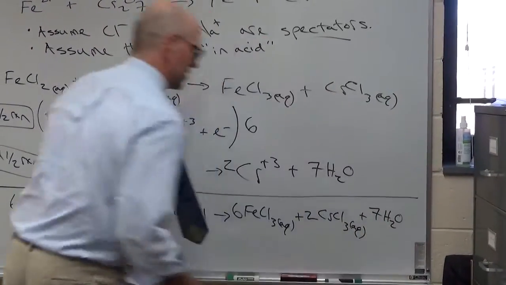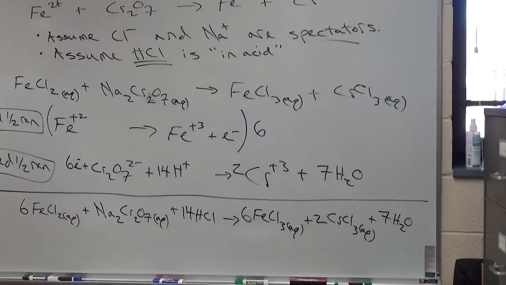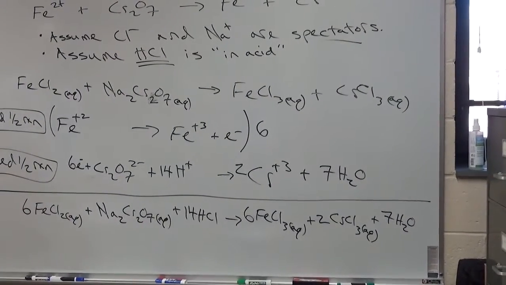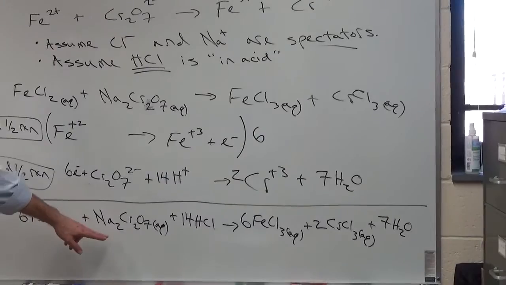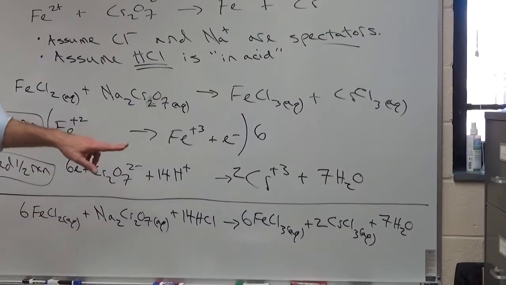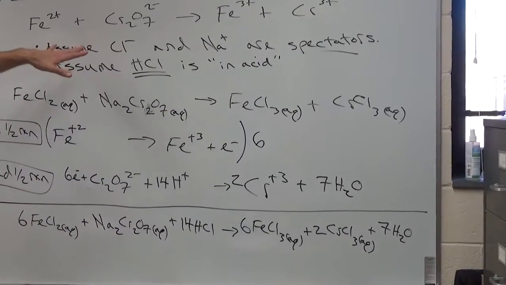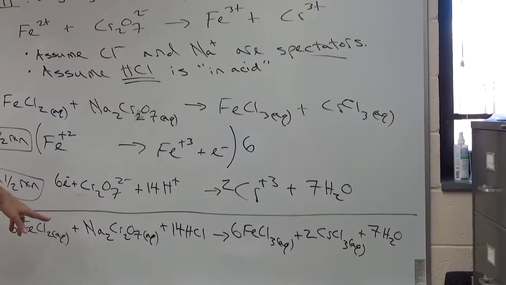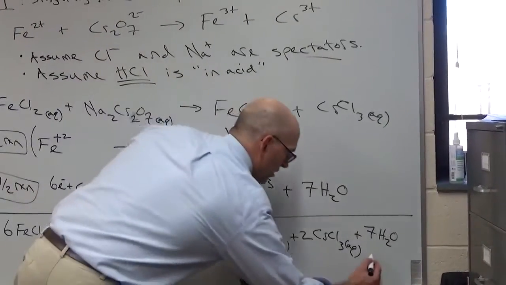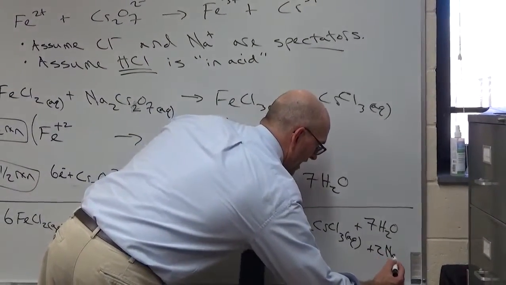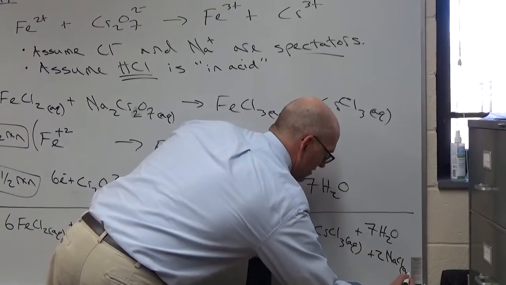7 waters. Now, again, there's just one problem here. Let's check this out for a second. Well, obviously, we need sodium. So we need 2 sodium atoms on the other side. And we have sodium and chloride as much as we want. So what we're going to do to balance this out is just take +2 NaCl in aqueous solution.